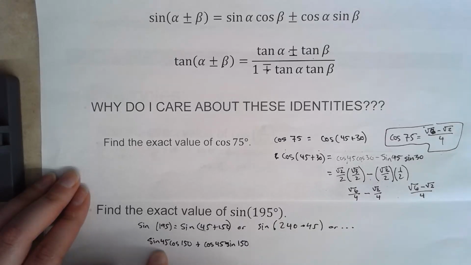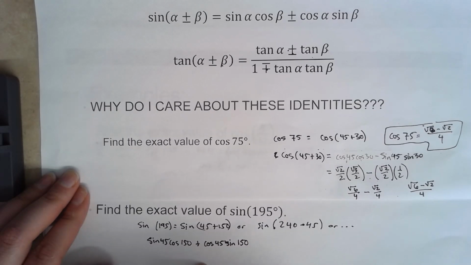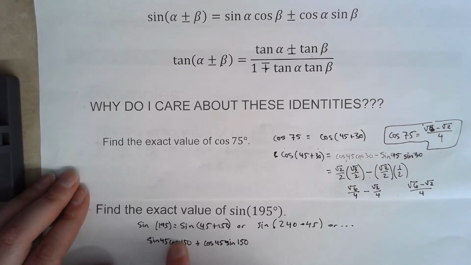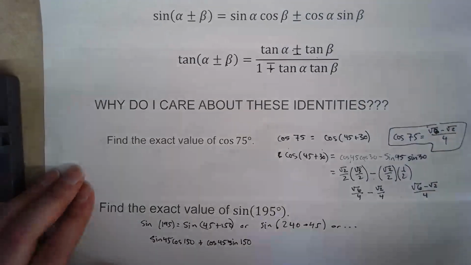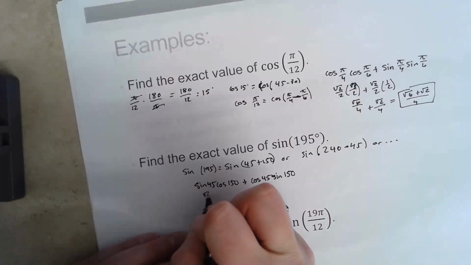Let's see, make sure I wrote it right. Sine, cosine, cosine, sine. What if I got my cosine and sine, like those two just moved? So it said sine 150, cosine 45. Would that matter? No, because this is multiplication. We just have to make sure we have sine 45, cosine 45.